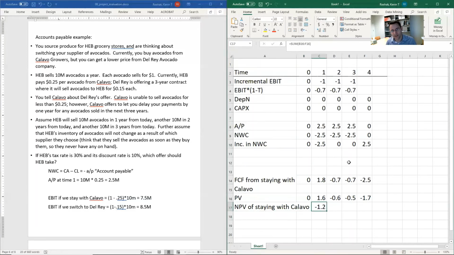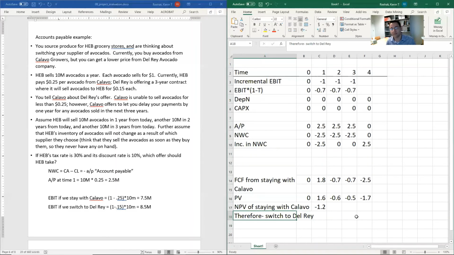Okay, so it's not obvious that you want to switch. It turns out that you should switch, right? The NPV of staying with Calavo is minus 1.2. Therefore, switch to Del Rey. You'll pay less for the avocados, and that's worth more than this payment offset.